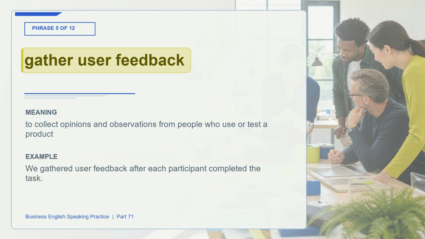Useful feedback includes behavior and specific experience, not only general preference. It helps teams discover confusion and unmet needs. Use this phrase during research, testing, or after release. Now repeat. Gather user feedback.